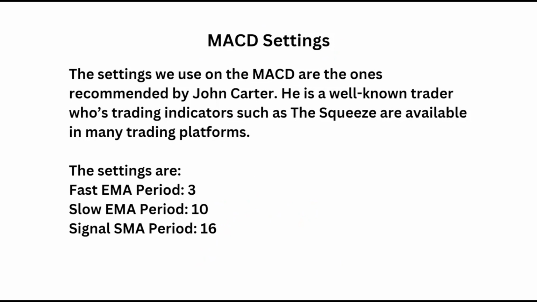MACD settings. The settings we use on the MACD are the ones recommended by John Carter. He is a well-known trader whose trading indicators such as the squeeze are available in many trading platforms. The settings are the fast EMA at a 3 period, the slow EMA at a 10 period, and the signal SMA at a 16 period.